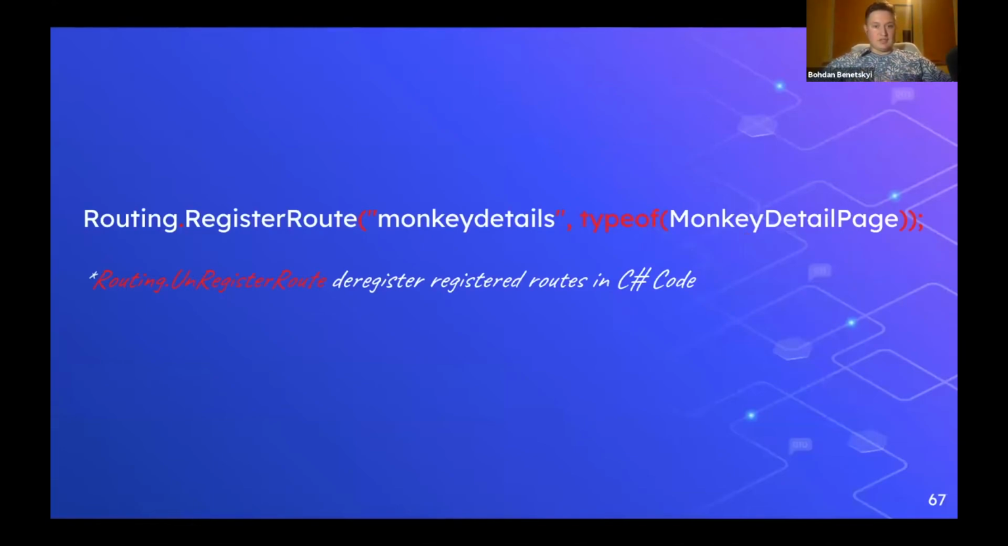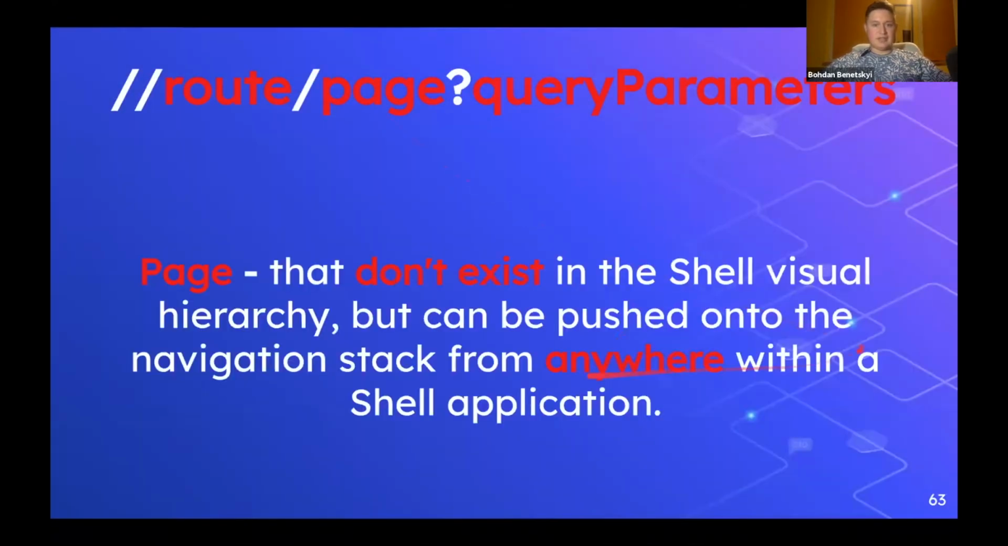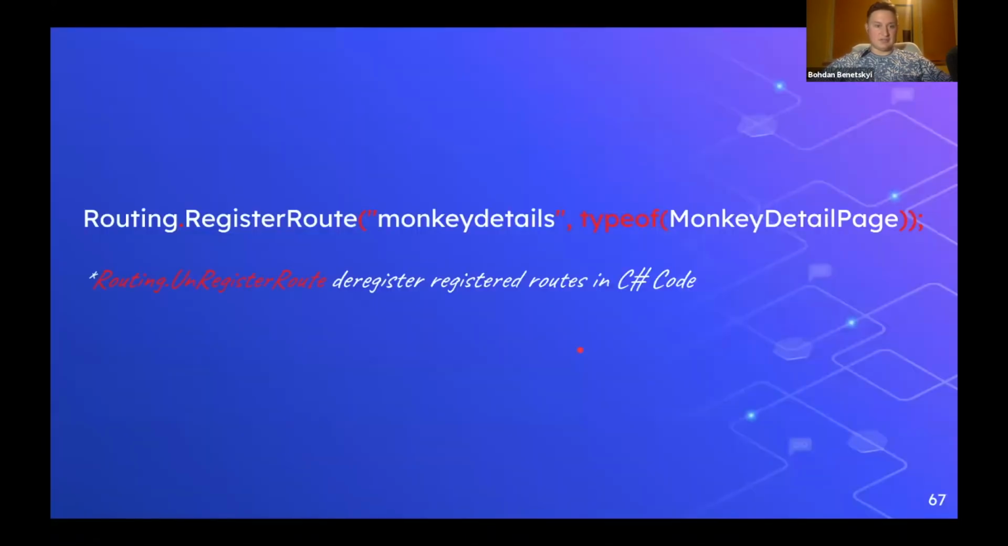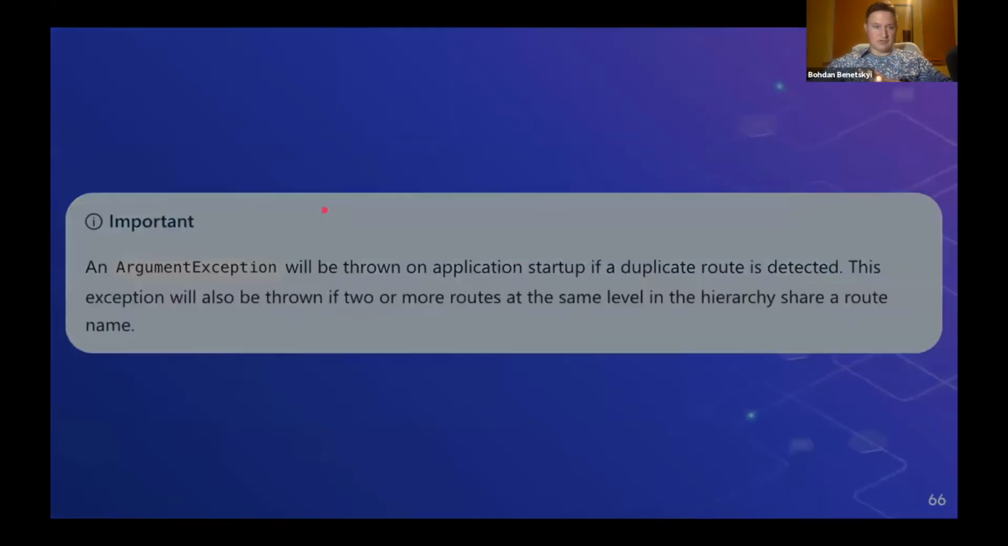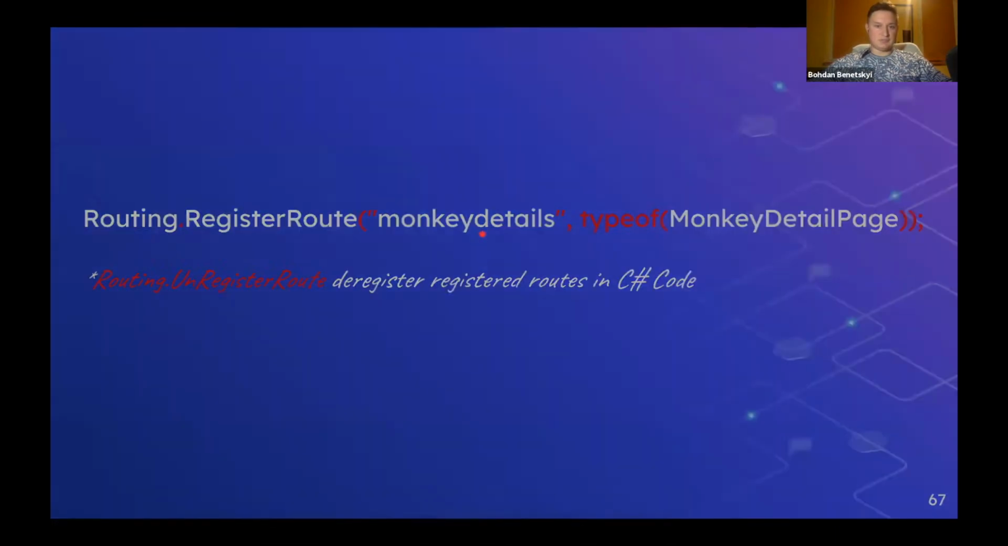As I mentioned earlier, a page may not exist in the Shell visual hierarchy, but it should be registered, and it can be registered from the code behind with Routing.RegisterRoute and Routing.UnRegisterRoute. It's pretty simple. Also, we could register it with a slash, which divides our routes. For example, as I told you previously, we could have domestic cats. Here it will look like domestic slash cats, dividing the parameters by a slash.